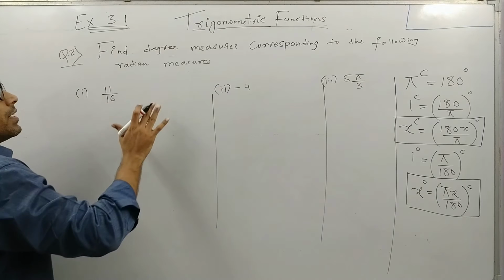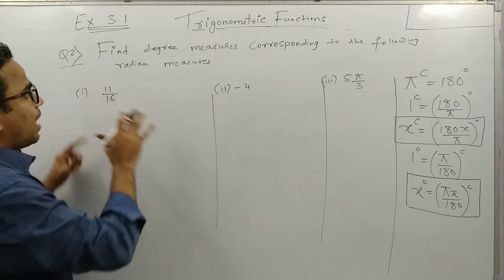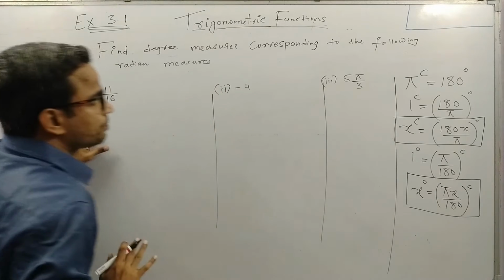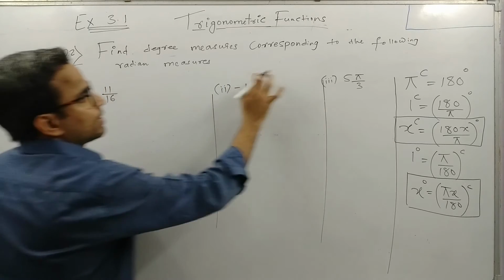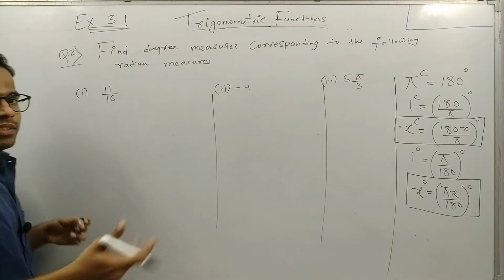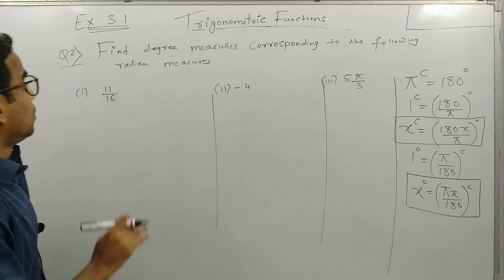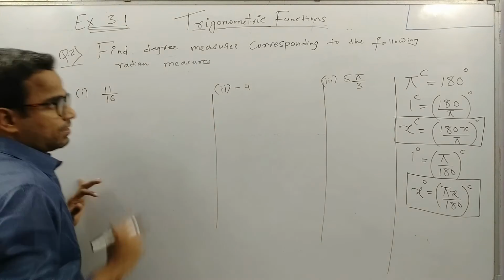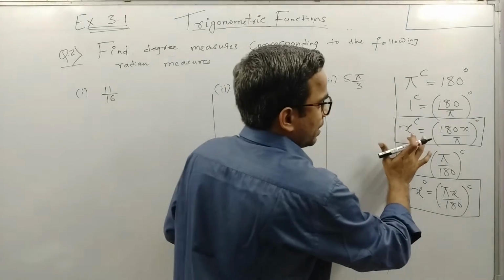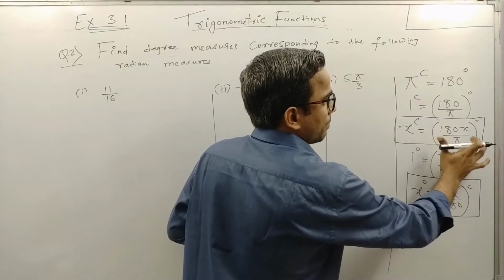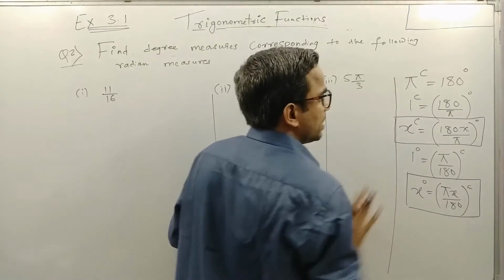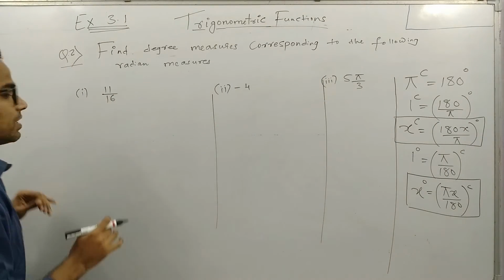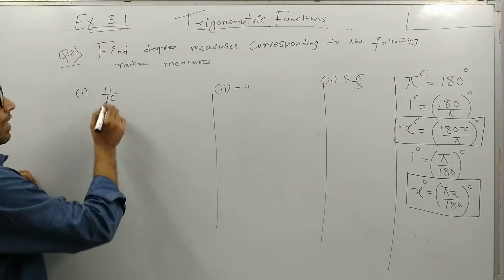In the second sum, they have given the angle in terms of radian. See here, there is no degree sign. If there is no sign, that means it is in radian. They have given in terms of radian, and we need to find in terms of degrees. We know x radian is this much degree, so we simply put in this expression. We have been given 11 by 16.